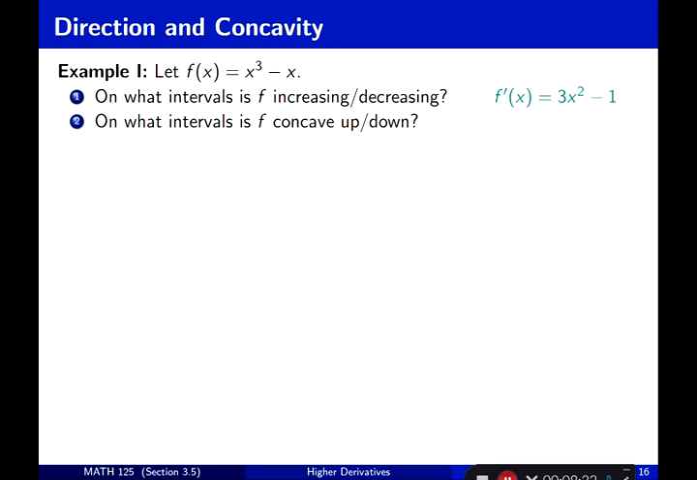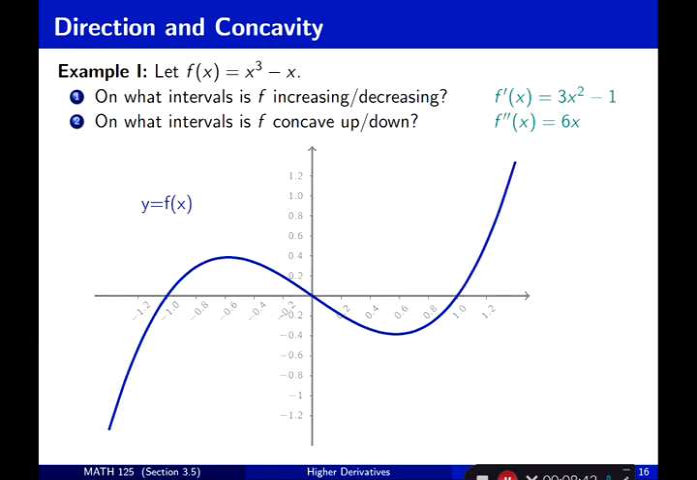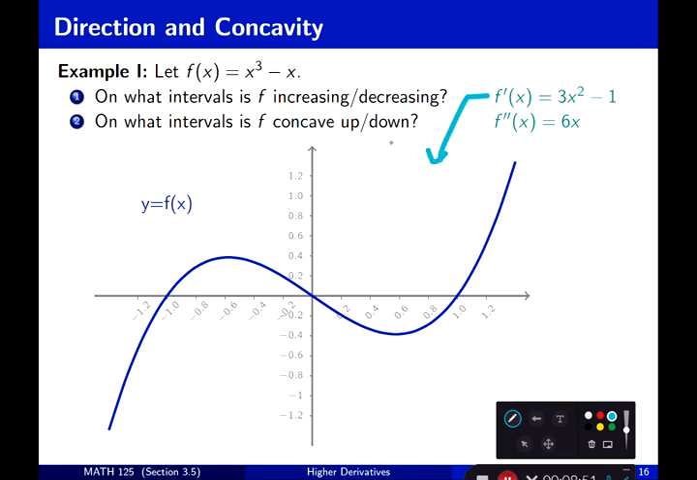Then the second part is on what intervals is f concave down or up. And this one relates to the second derivative. So how do we figure these things out? For the first one, I'm solving part 1: when you set 3x squared minus 1 equal to 0, the solution is going to be x equal to plus or minus 1 over square root of 3.